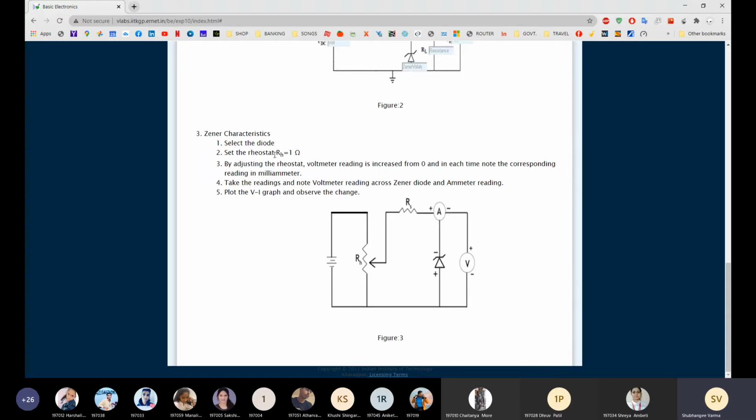So select the rheostat at 1 ohm, set it at 1 ohm. Then by adjusting the rheostat, meaning by changing the value of the rheostat, you can change the voltmeter reading from 0, and each time the corresponding reading you will get on the milliammeter. Take the readings, note down the voltage across the Zener diode and plot the VI characteristic. So for this, first we are going to perform this Zener diode characteristic.